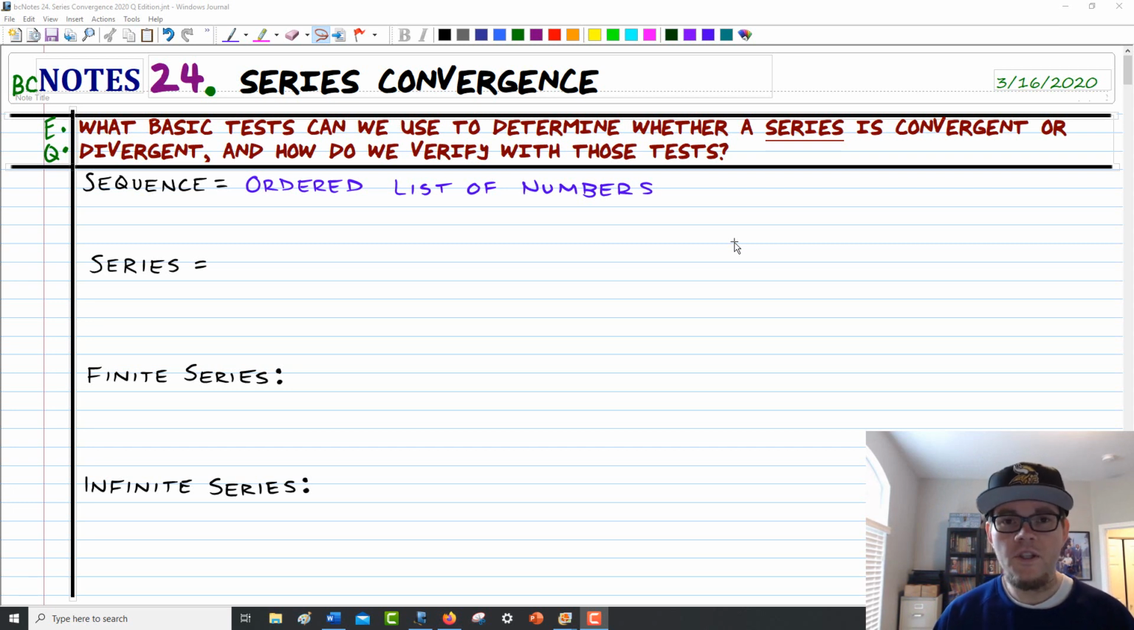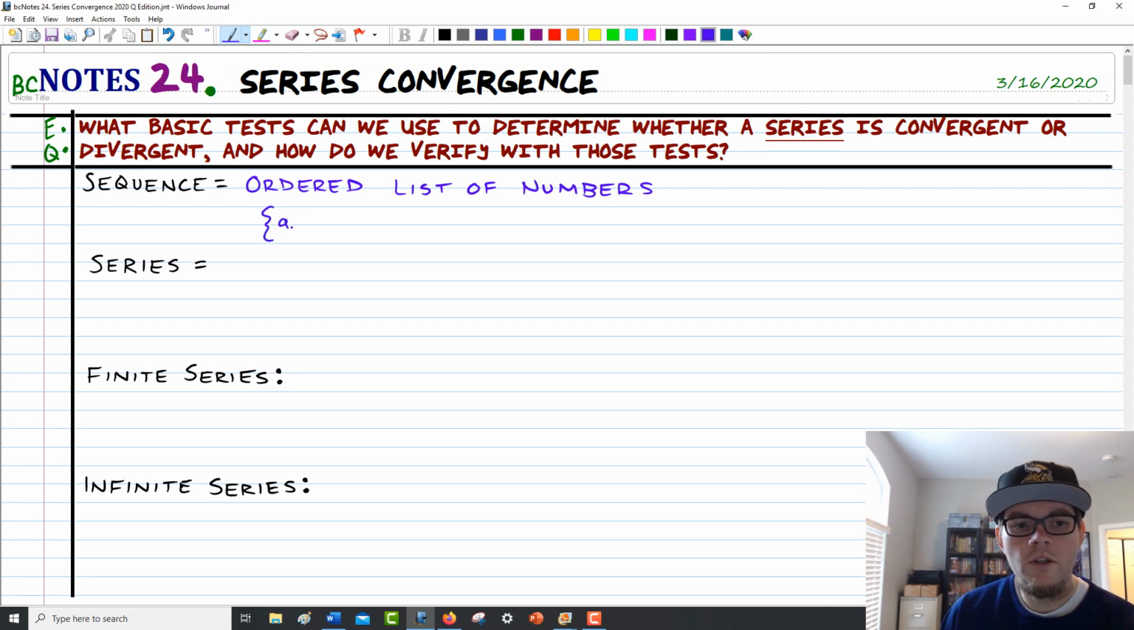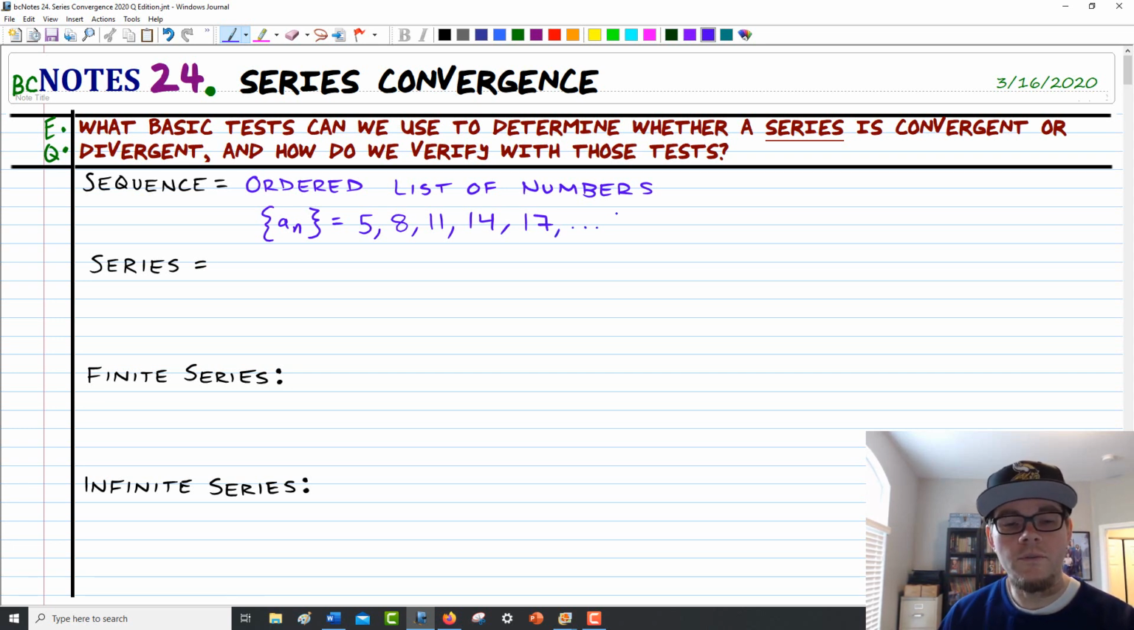So as it says, first thing I've noted in notes 24 here is that a sequence is an ordered list of numbers. That's a really important thing to talk about right off the bat because, of course, that's what we looked at before. The notation we typically use for a sequence is we use those curly brackets and we say the sequence itself is going to be a list of numbers. Maybe that list of numbers would be 5, then 8, then 11, then 14, then 17, and maybe it goes on for a while afterwards.